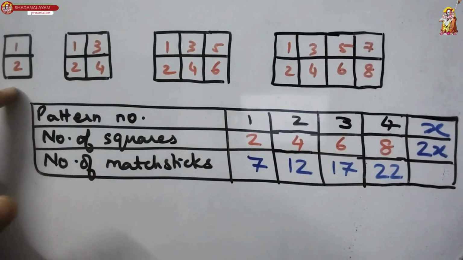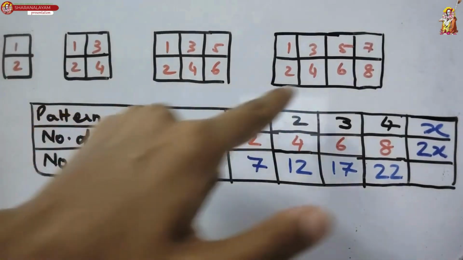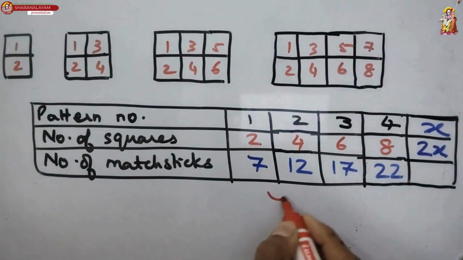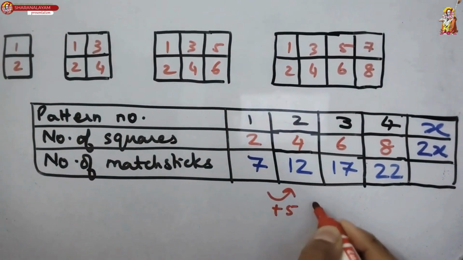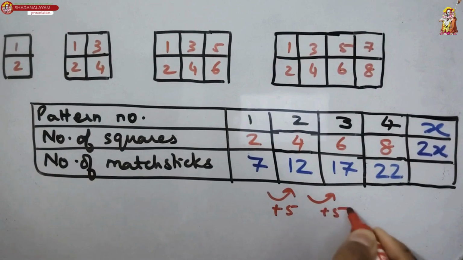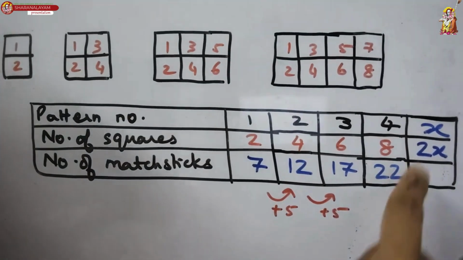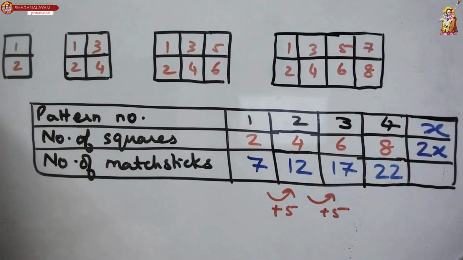How do I find the number of matchsticks? Here 7, here 12, here 17, here 22. So what do you understand from here? How much is added at each place? 5 is added, right? Now calculate how many matchsticks will be required for the xth pattern. What is the number of matchsticks required for the xth pattern? Pause and calculate.